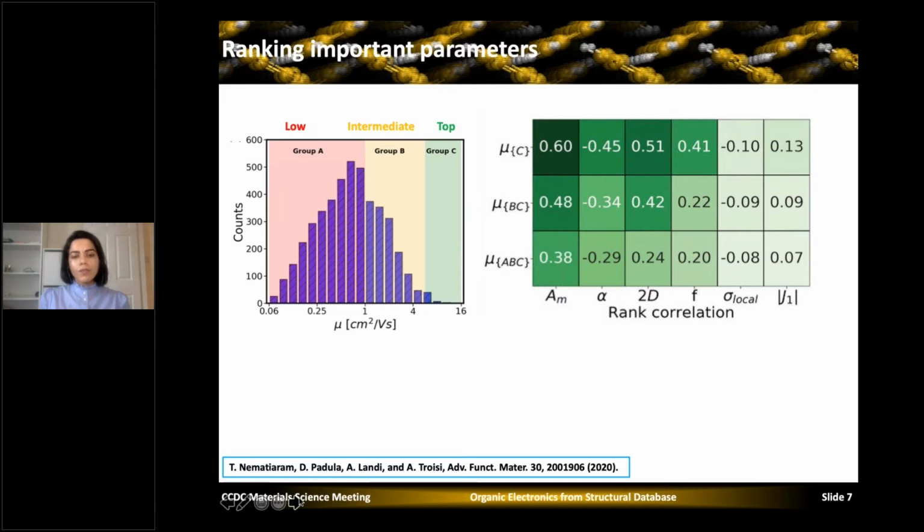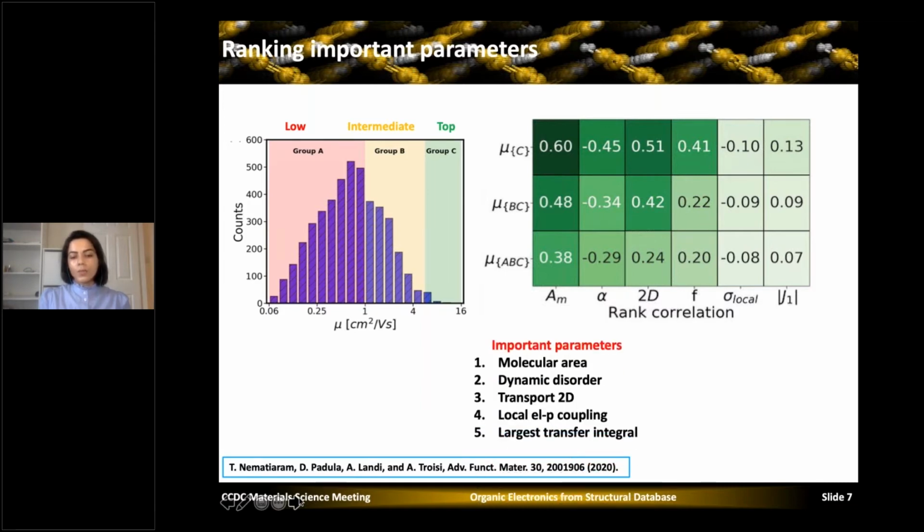The second question was, can we identify what parameters are affecting the mobility the most, and rank them in terms of their importance. To answer this question, we computed the correlation between the mobility and the physical properties and understood that the molecular area, the dynamic disorder, transfer integral dimensionality, local electron phonon coupling, and the largest transfer integral are the most important parameters affecting the mobility. And the correlations become stronger for increasing values of mobility.